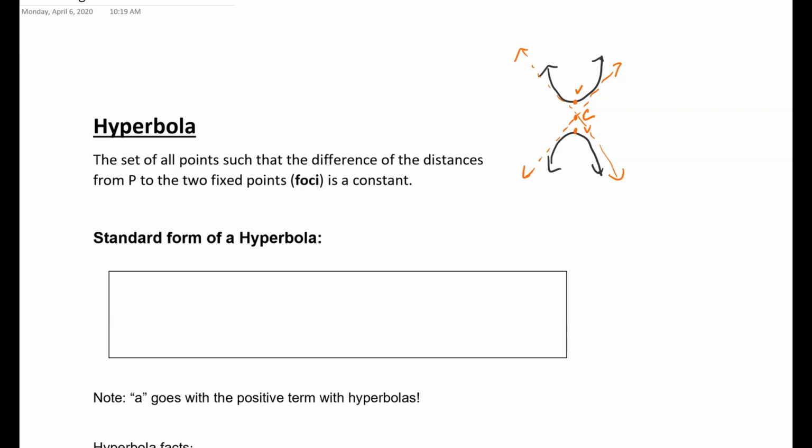Now, the hyperbola has a set definition. I'm going to give it to you, but you don't have to worry about memorizing it. It's the set of all points such that the difference of the distances from point P to the two fixed points, the foci, is a constant. They are going to have foci, and they're going to be inside each part of your hyperbola. You calculate them the same as if you were looking for the focus of a parabola, or the foci of an ellipse. But I'm not making you do that right now, because it's important that you can graph and really work with completing the square.